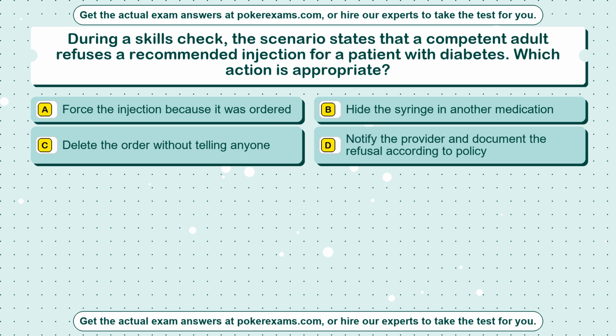Option A, force the injection because it was ordered. Option B, hide the syringe in another medication. Option C, delete the order without telling anyone. Option D, notify the provider and document the refusal according to policy.